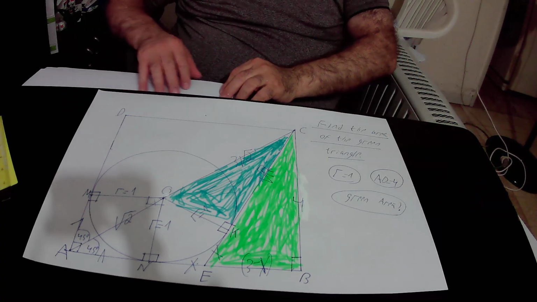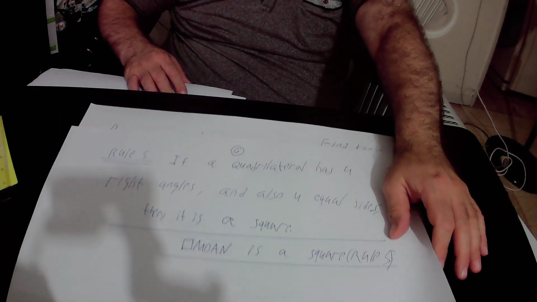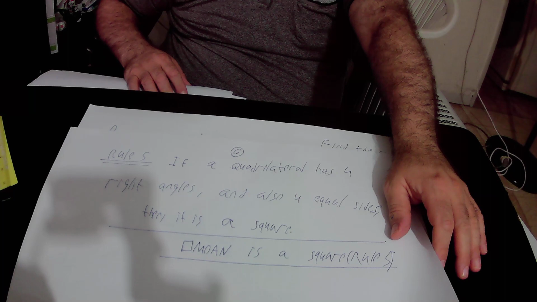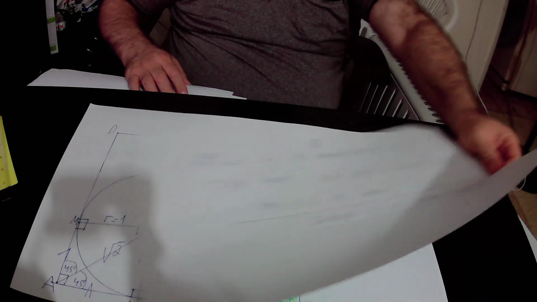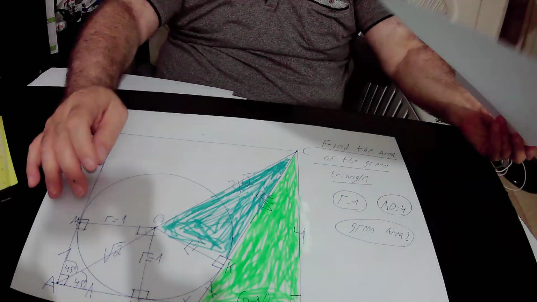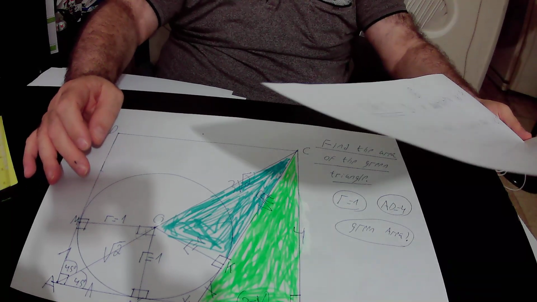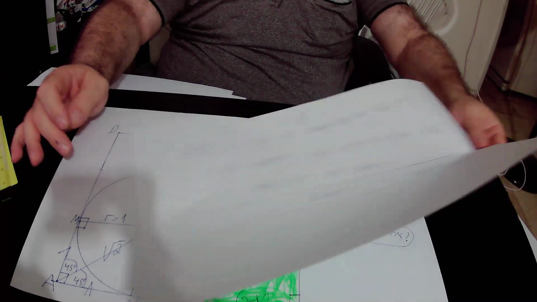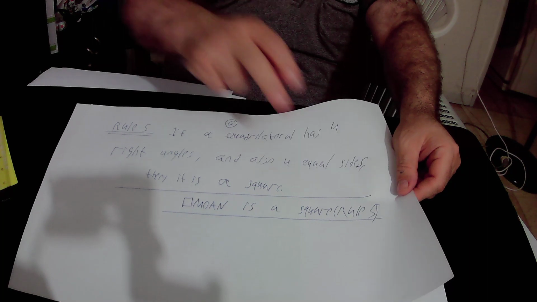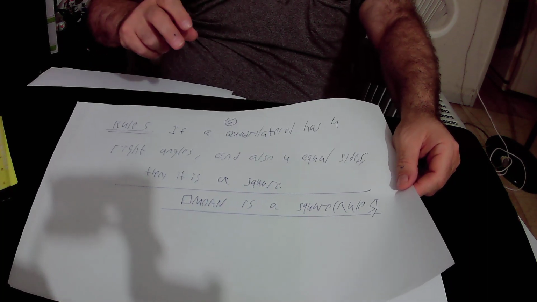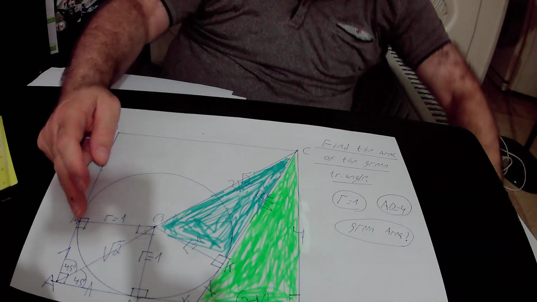And I presented to you then rule number 5. According to rule number 5, if a quadrilateral has 4 right angles and 4 equal sides, then it is a square. And we already found out that quadrilateral MOAN has 4 equal sides and 4 right angles, therefore quadrilateral MOAN is a square according to rule number 5, because it has 4 equal sides and 4 equal angles. So we will relate to quadrilateral MOAN as a square.